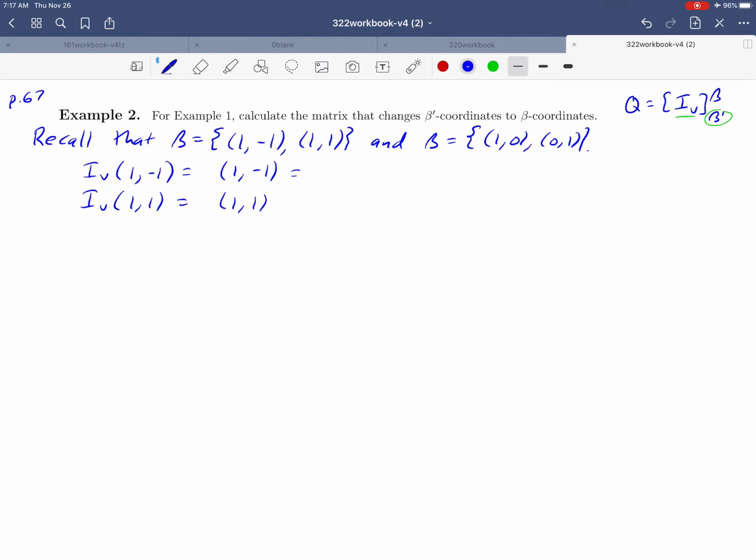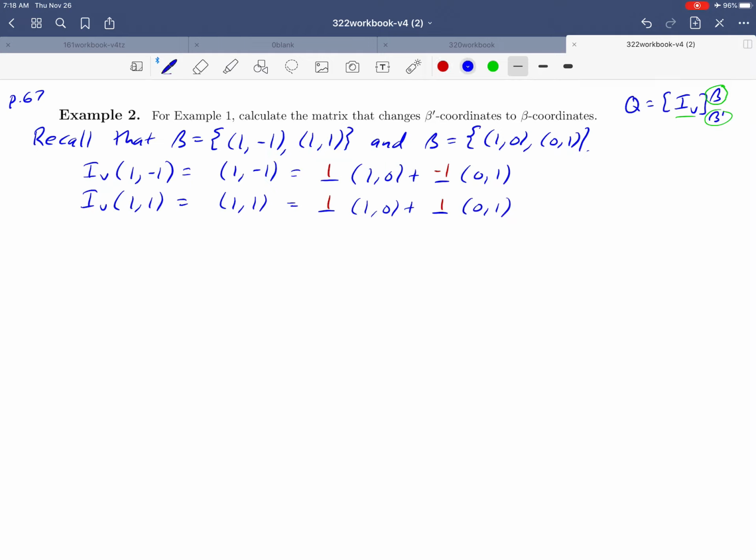Then we want to write those outputs as a linear combination of the basis beta. So we would like to fill in the blanks: something times our first beta vector plus something times our second beta vector, and do the same thing down here. Here's where it's kind of nice, because beta is the standard basis, so it's pretty easy to fill in the blanks in this case. We're just going to get 1 and -1 there, and 1 and 1 here.